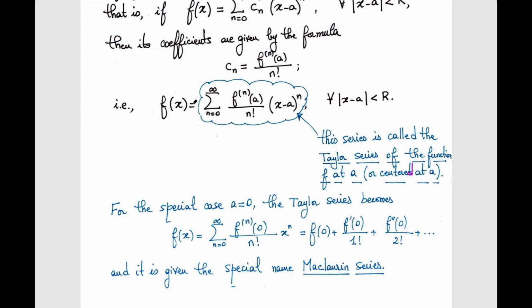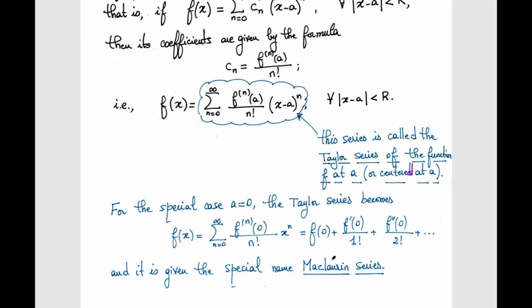We get f of x equals the summation of the nth derivative of f at 0 divided by n factorial, times x minus 0, so x to the power n. We get this. That series, which is a particular case of the Taylor series, is referred to as the Maclaurin series, and Maclaurin is a proper name. His first name was Colin, and he was a Scottish mathematician.